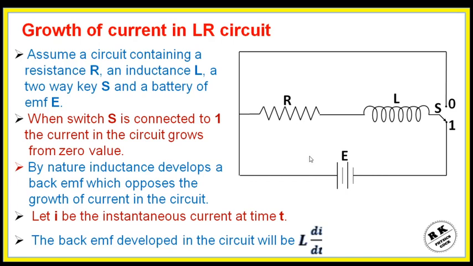Now, if we apply Ohm's law in this circuit, the same circuit is reproduced here. If we apply Ohm's law to this circuit, then E minus L di/dt will be equal to Ri. Now, if we rearrange the terms, let us bring this Ri to the left side and L di/dt onto the right side.